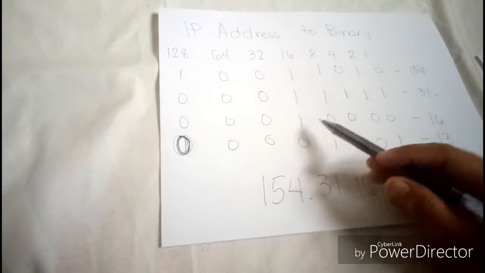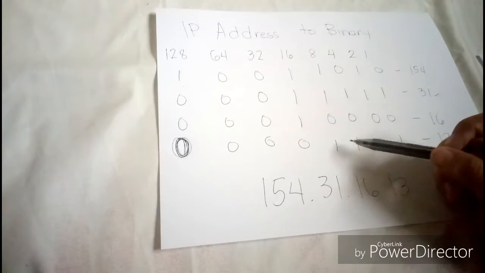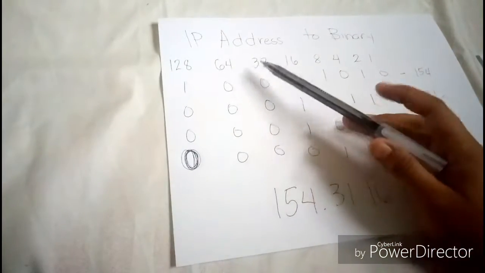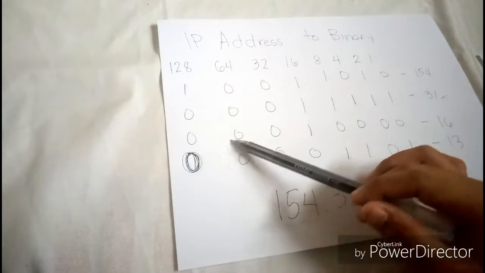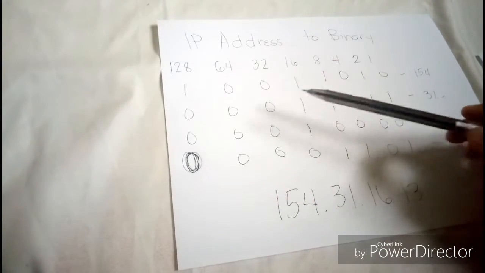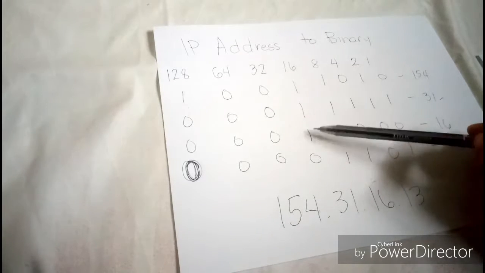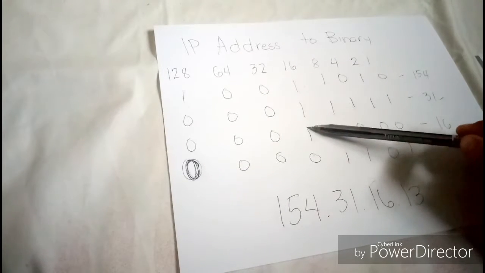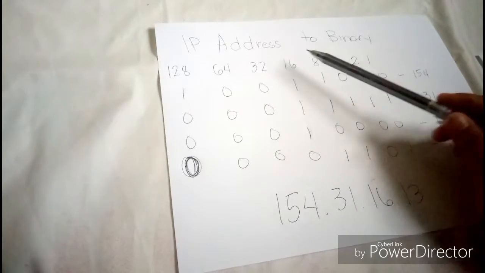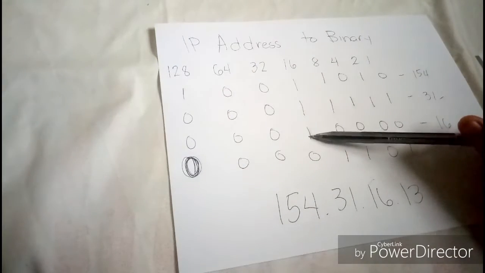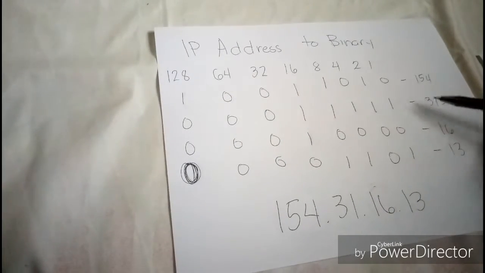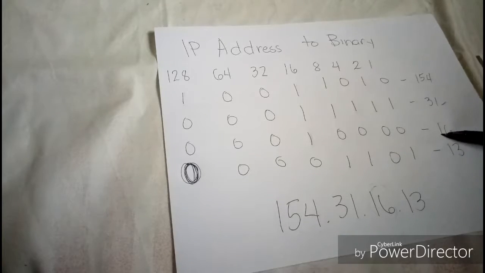So the next is the 16. As we can see, the 128, 64, and the 32 are also greater than 16. So we put 1 in 16 because that is the value we are looking for. So 16 is equal to 16. That's why I put 0 on the remaining numbers.